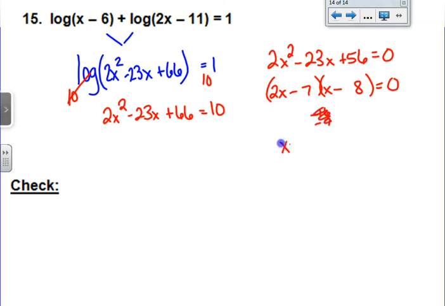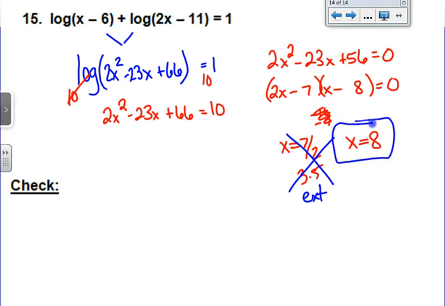So when I go ahead and solve these, I get x equals 7 halves, or 3.5, and x equals 8. Now think about taking these and plugging them into the original problem, the logarithm. Remember, we can only take logs of positive numbers. So if I plugged in the 3.5 right here, for instance, x minus 6, 3.5 minus 6 would result in a negative value, and we're not allowed to take logarithms of negatives, so that is an extraneous solution. And if I think about using the 8, this would be 8 minus 6, which is 2, and then this would be 16 minus 11, which is 5, so those would work. So x equals 8 is a good answer.